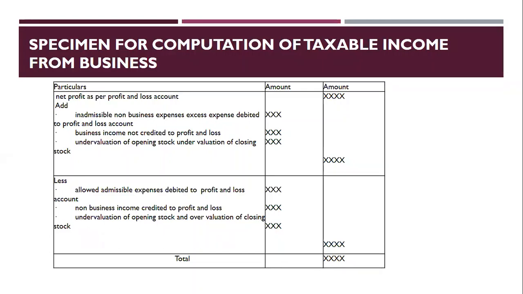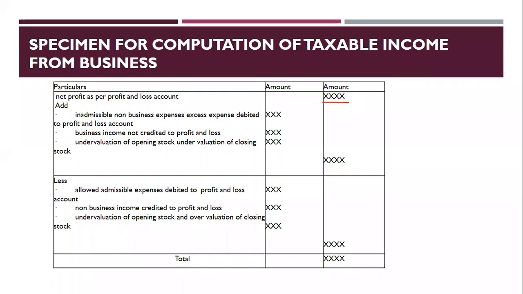So in the question, how it will be given is, they'll give you the profit and loss account and they'll ask you to proceed. So what you have to do is, in comparison with the profit and loss account, compute the total taxable income from business. Okay, how can you compute this? Net profit as per profit and loss account. From your profit and loss account, whatever net profit they have given, you have to consider directly. No need to make any changes, consider it directly.